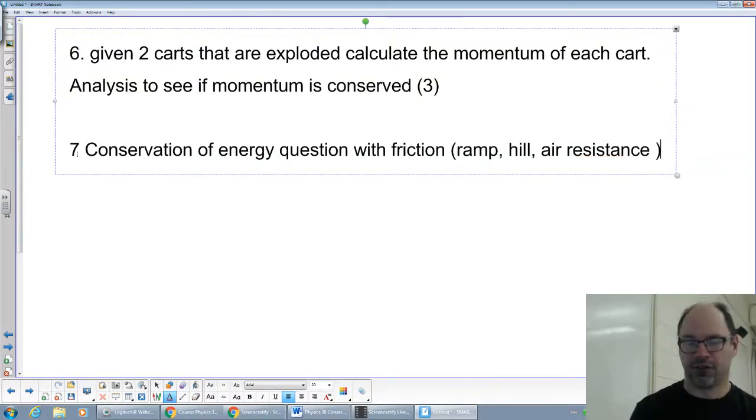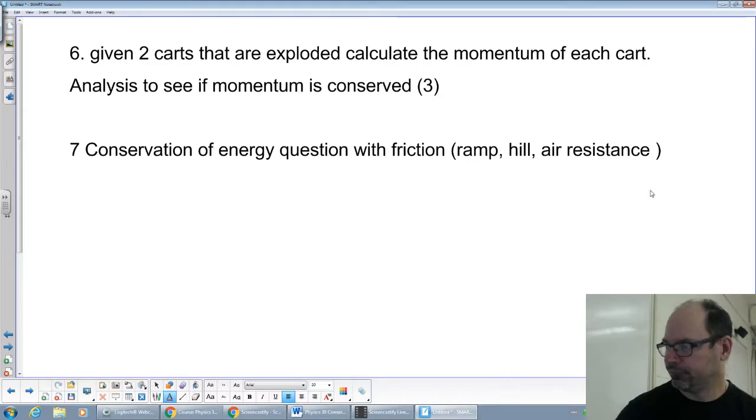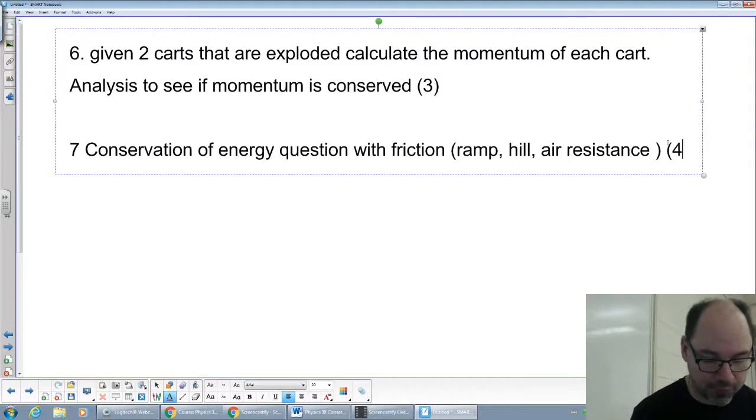Okay, as long as it has friction, that's worth 4. There we go. So it's 4 points.